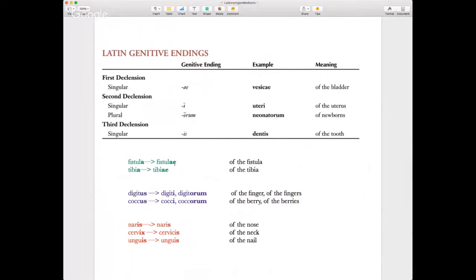Namely, when you see these endings, i, e, or is, you have two nouns in Latin and the second noun has one of these endings. It's very likely going to be genitive, and when it has this orum ending, it's going to be plural. So it's going to be of the newborns, not just of a newborn. But remember the of for the next quiz.